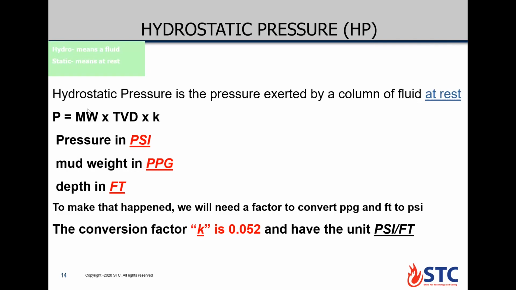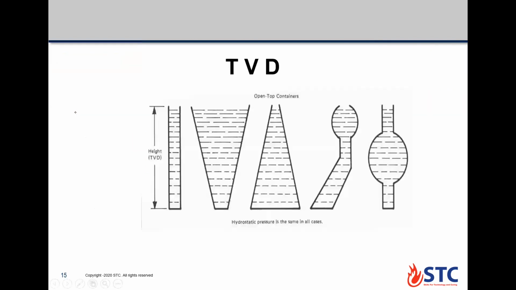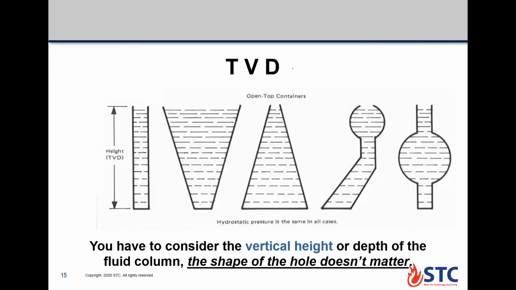Okay, so how to convert from ppg times feet into PSI? So we need a conversion factor equal to 0.052. So this conversion factor's function is to convert from feet times ppg into PSI, or pounds per square inch. For the hydrostatic pressure, we only concern ourselves with the TVD. If you look, hydrostatic pressure is equal to 0.052 times TVD times mud weight.